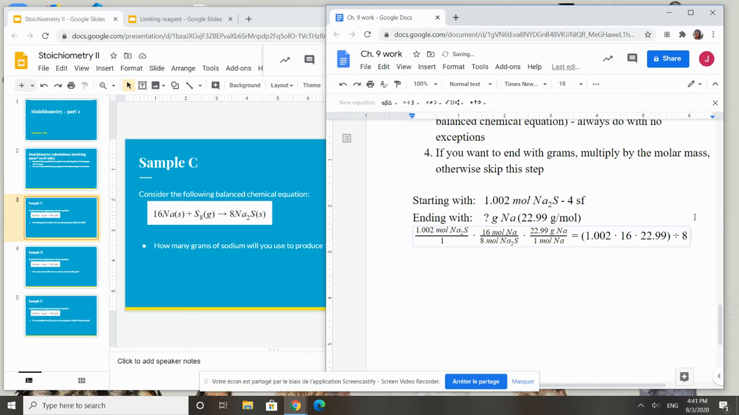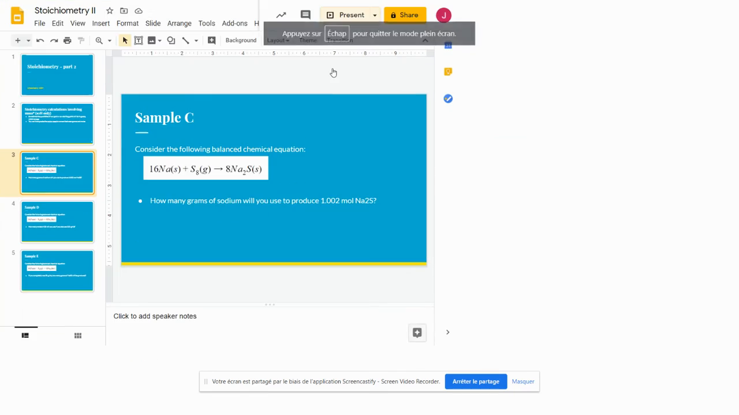I didn't include the parentheses on the denominator here, but I could have done that, and it would have also been correct. I round my final answer to 4 sig figs, and I get 46.07 grams of sodium. Let's take a look at the next type of problem.